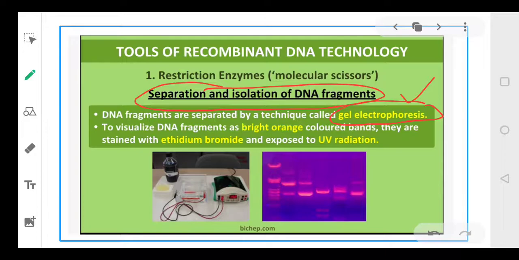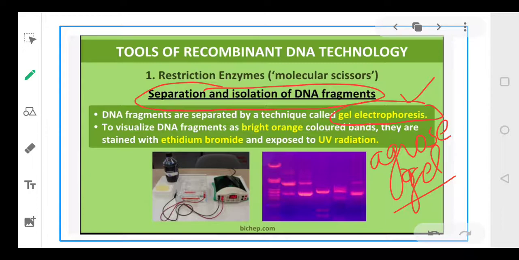Now, dear students, we know that DNA is a negatively charged molecule. So if we apply an electric field in a medium, then DNA will automatically move towards the anode. And the medium in which we will apply this electric field is agarose gel. Now this gel is obtained from the seaweeds, and the DNA fragments will separate out on this gel depending upon the size.